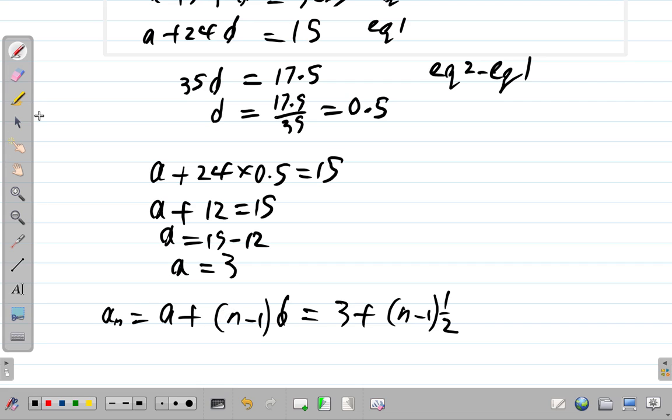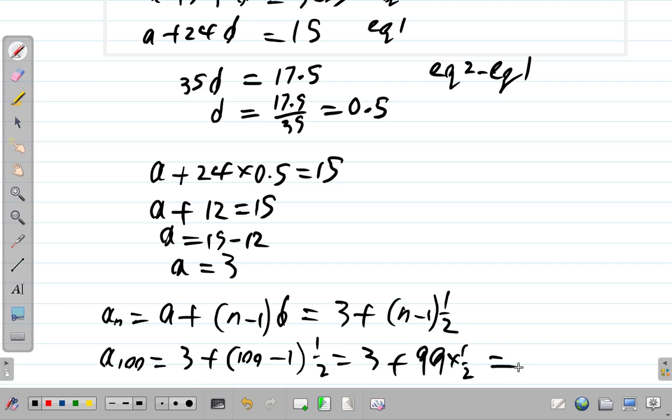You're asked for the 100th term. A100 is equal to 3 plus 100 minus 1 times a half, which is 3 plus 99 times a half. So we have 99 times a half, which is 49.5, plus 3, and that gives us 52.5. The 100th term is 52.5.